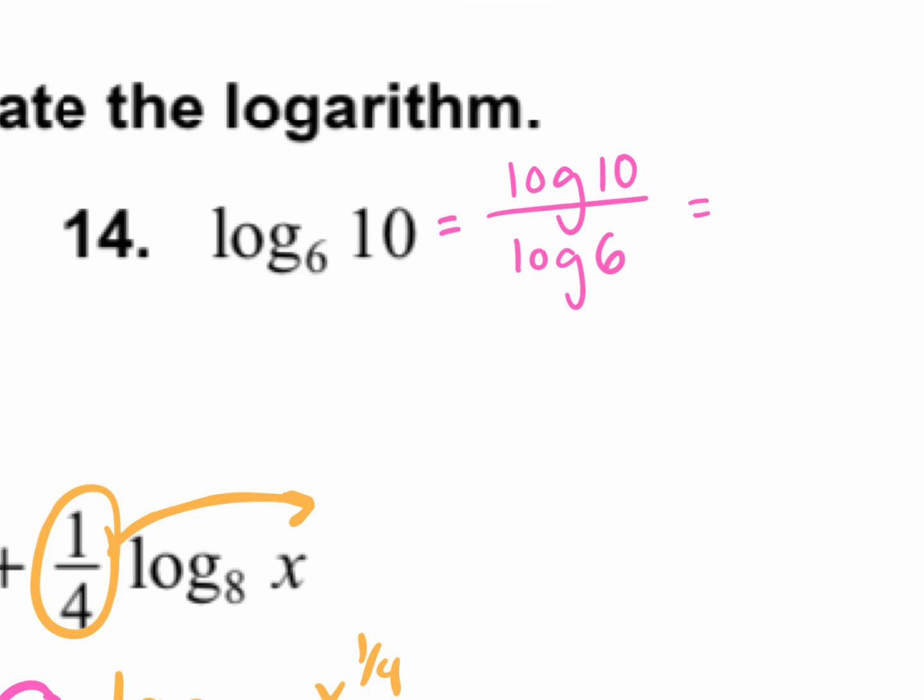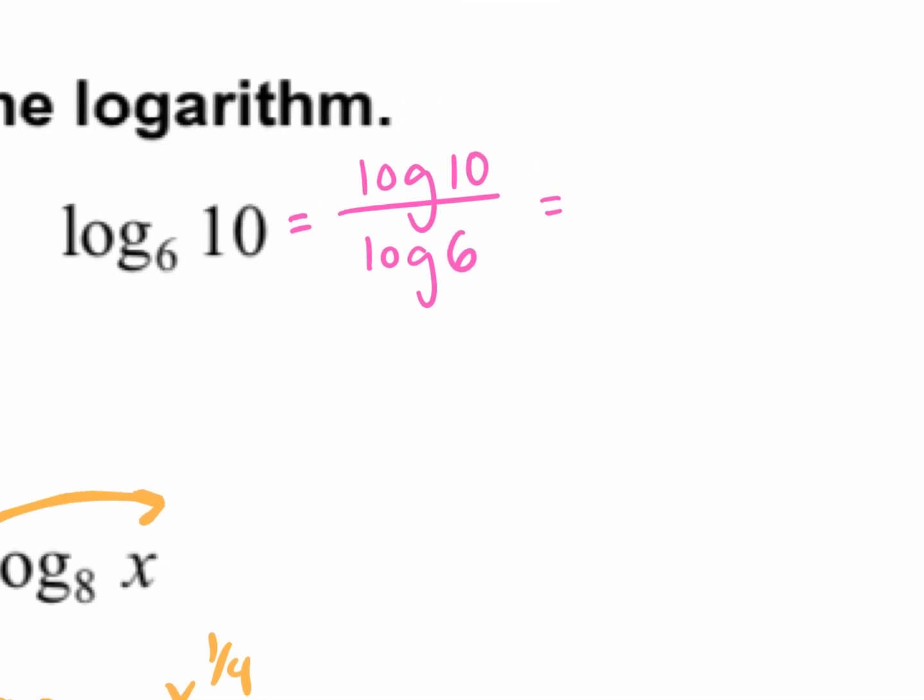We got to divide it. We got to put it in the calculator. So we put it in the calculator. Log of 10 divided by log of 6. Make sure you know how to use your own calculator. You got 1.2850. Does the 0 mean that we round up or stay the same? Stays the same. Bless you. So that would be our answer.